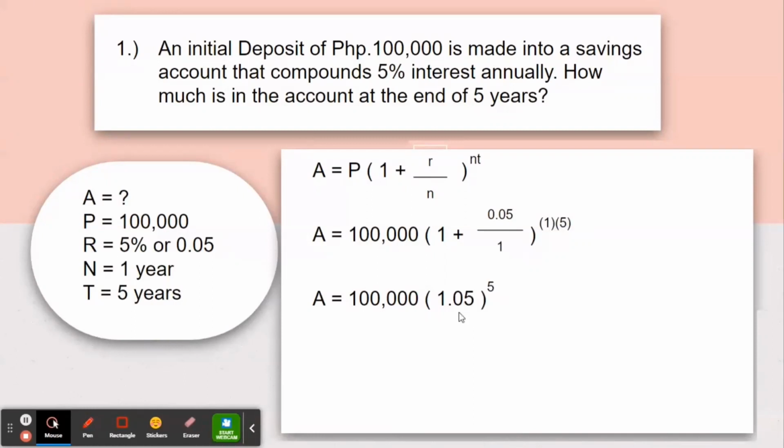So, kapag sa exponent, ang kailangan natin gawin, ang 1.05, i-multiply mo siya ng 5 times sa sarili niya. Kaya 5 ito. So, 1.05 times 1.05 times 1.05, 5 beses. Then, makukuha natin ang 1.28. Tsaka mo siya i-multiply dito kay 100,000. So, makukuha natin for A is 127,628.